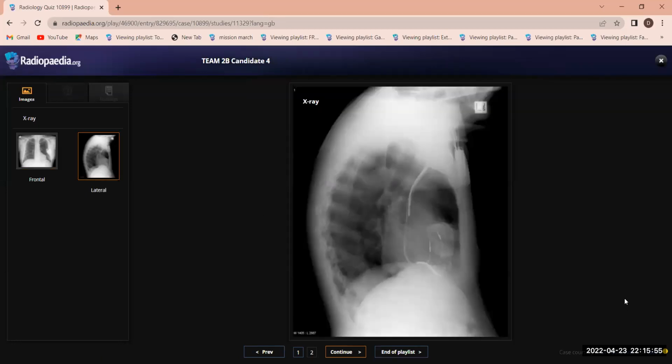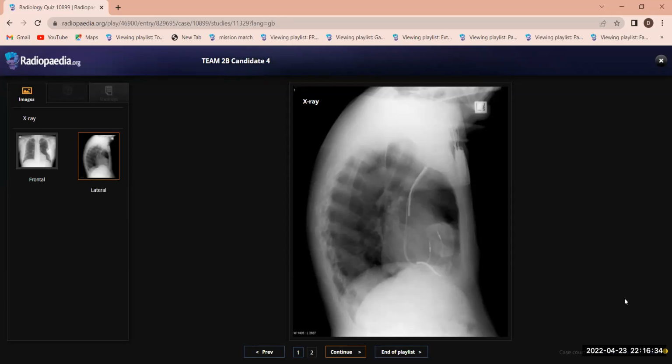So this opacity is still projecting over the cardiac contour. So I'm thinking more along the lines of a calcified ventricular aneurysm. But the thing is that it's too densely calcified. A ventricular aneurysm, I would think, would be calcified in the periphery. To confirm this, I could either do a CT scan or an echo, but I would prefer to do a CT scan, because a CT would help me to rule out a ventricular aneurysm or to see if this is some other lesion.